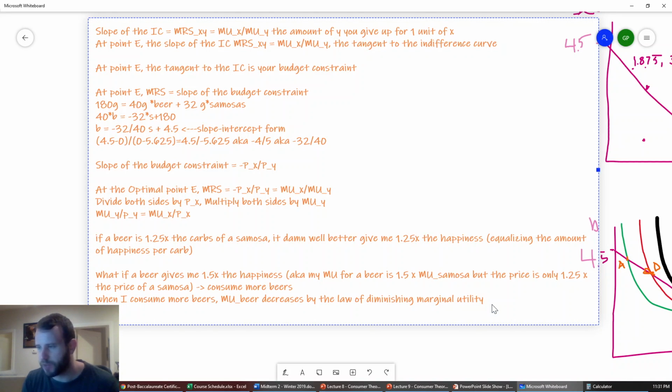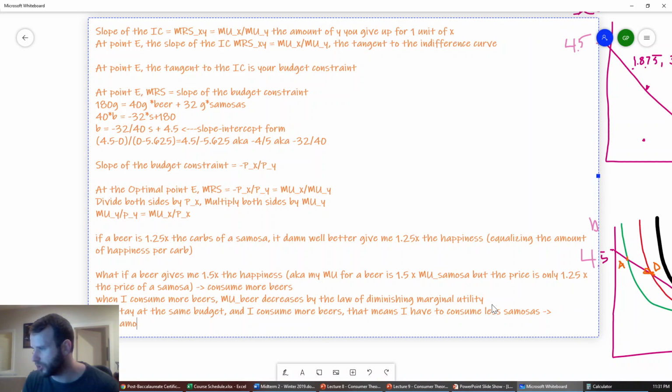So if I stay on the same budget, and I consume more beers, that means I have to consume fewer samosas. And what does that do? That means I consume fewer samosas, so my marginal utility is actually going to increase. MU samosa will increase.